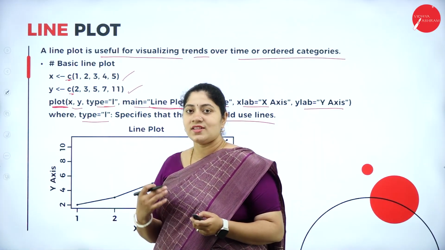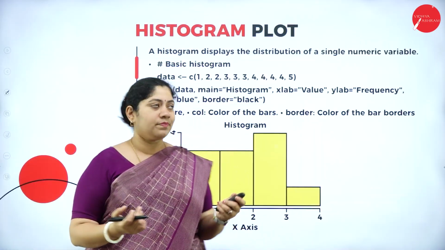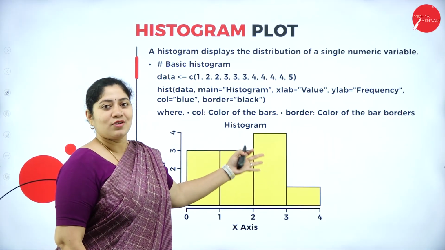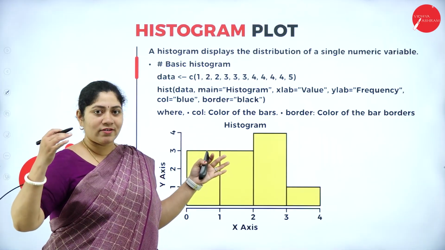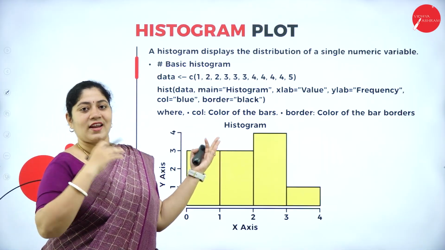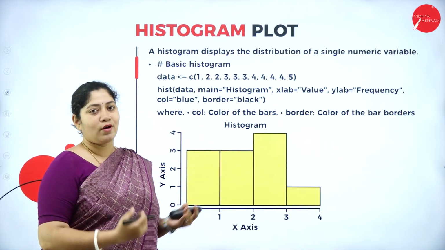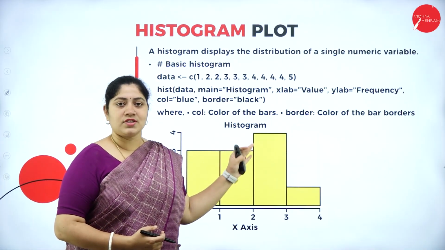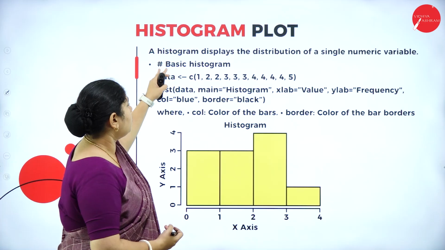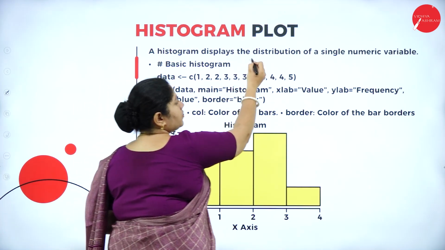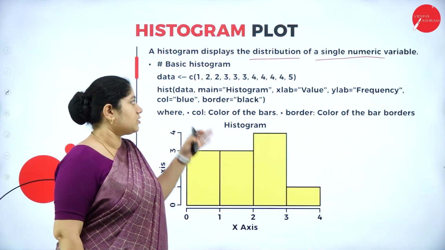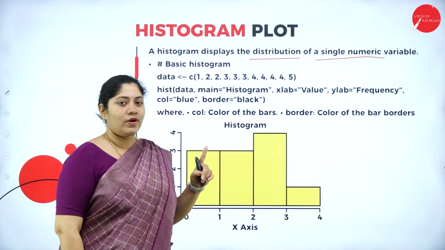Up next, let's see the histogram plot. You are recalling the basic plots: scatter plot, line plot, and now histogram plot. This representation we call a histogram plot. It displays the distribution of a single numeric variable.